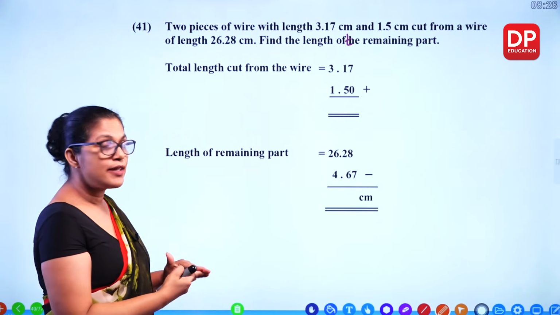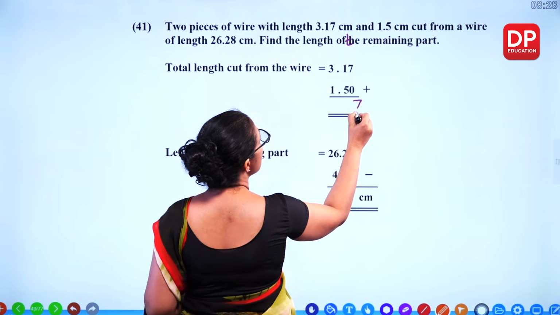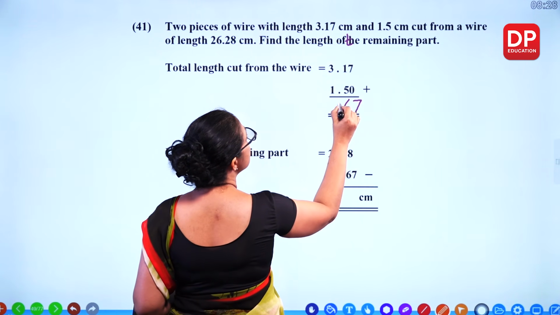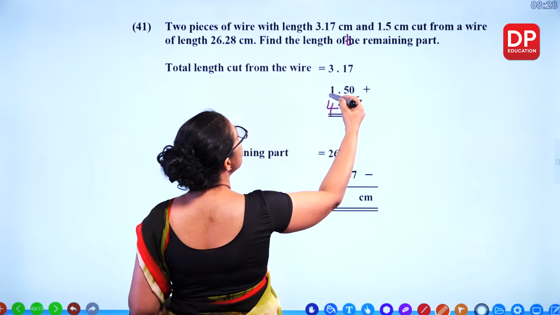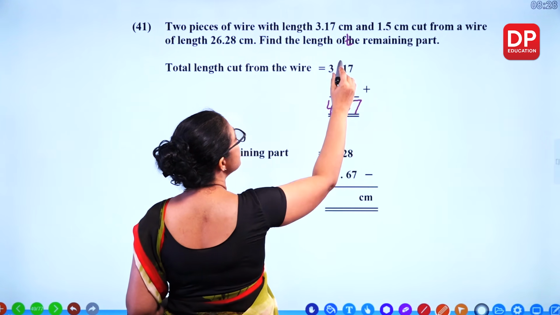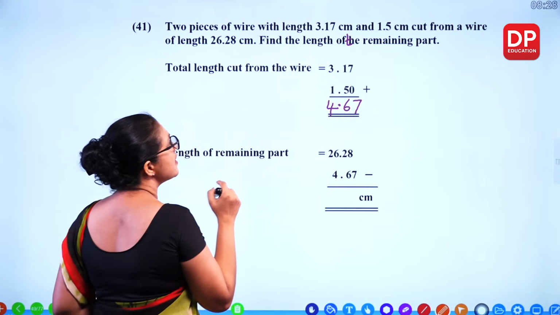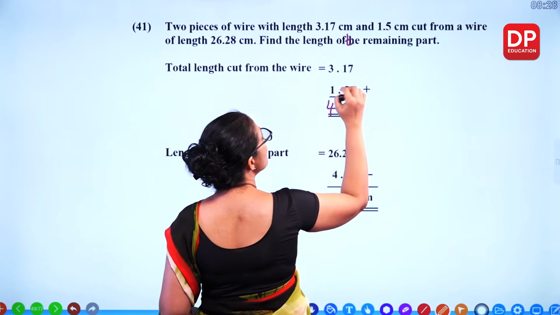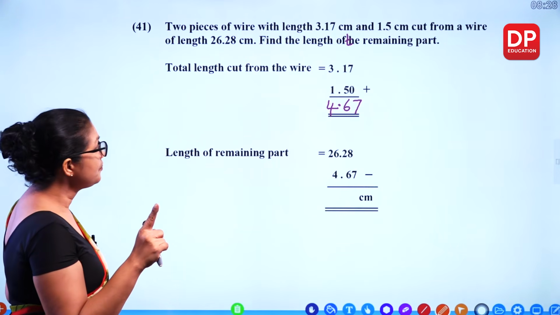So you can add the two values. So when you add it, what you get? 7, 6, 4. So total length 3.17 and 1.5. When you add it, you get 4.67. See, we put a 0 showing that the hundredths place is 0.